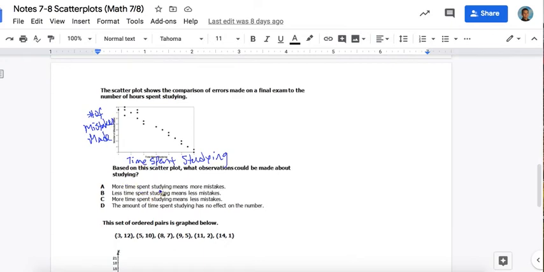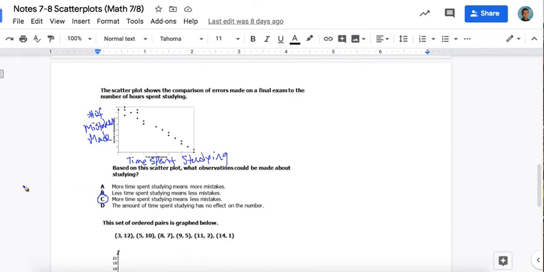So let's see, the more time spent studying, the more mistakes. No, it looks like there's fewer mistakes the more time. So less time spent studying means less mistakes. No, it looks like the most mistakes are here. So more time studying means fewer mistakes. Yes. Because look, as the time spent studying increases, the number of mistakes goes down.